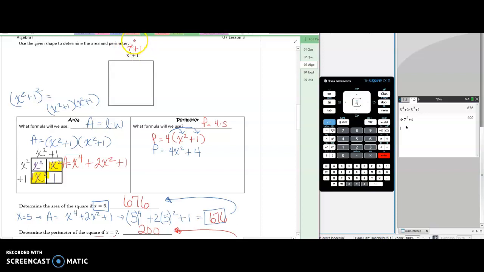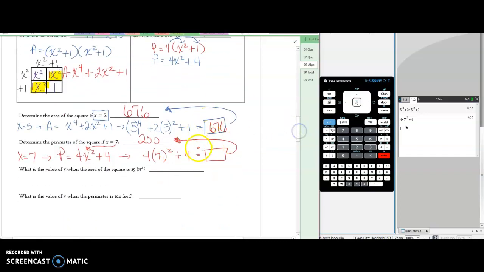49 plus 1, that's 50, right? If each side is 50, would my perimeter be 200? Absolutely. Yes, I'm going to go check that all day long. If it's a pretty number like that, I'm absolutely going to go check that. All right. What's the value of x?